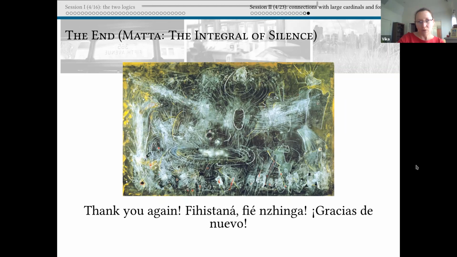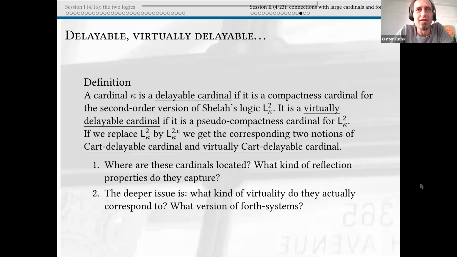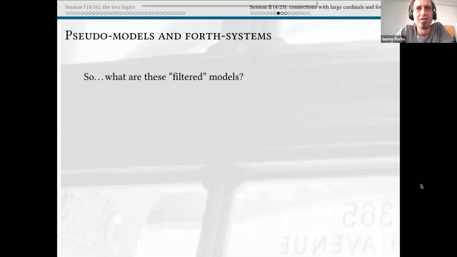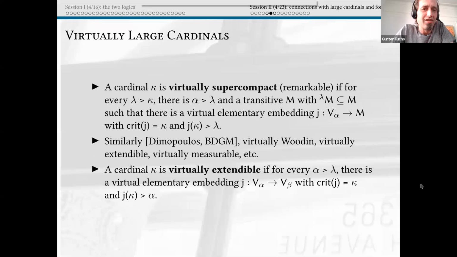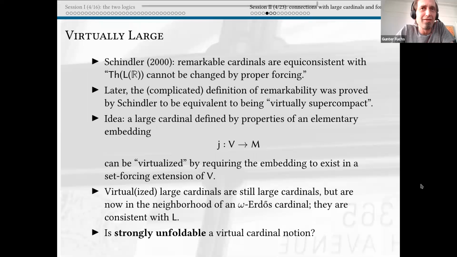Okay, so I have a small question and a comment, but if anyone has questions first, let's just do that. So does anyone have questions? I had a small comment, maybe. So Andres, you asked whether the strongly unfoldable cardinals are in a sense virtual large cardinals. And I think in a way, I have a positive answer for that. Really? But yeah, it's positive in some sense.